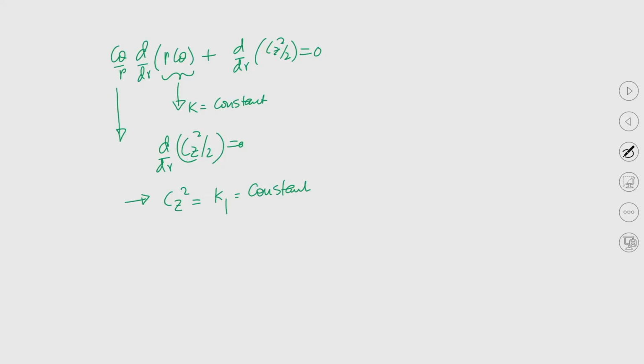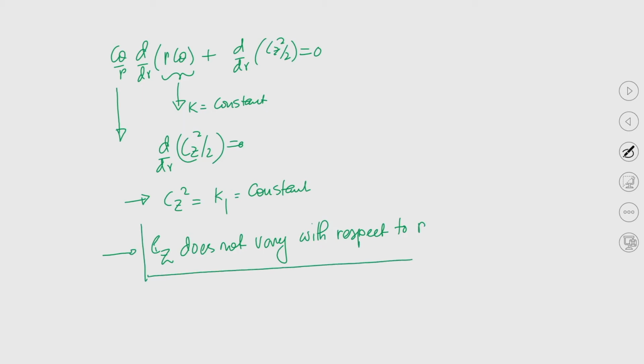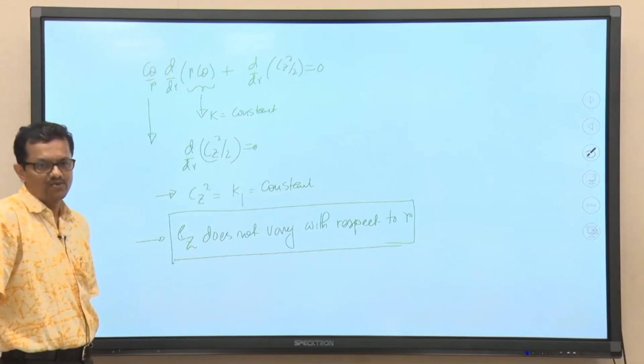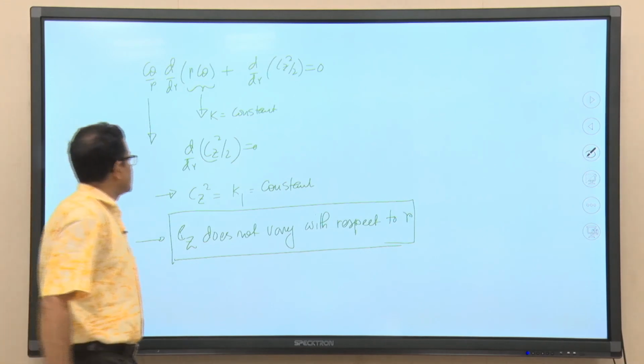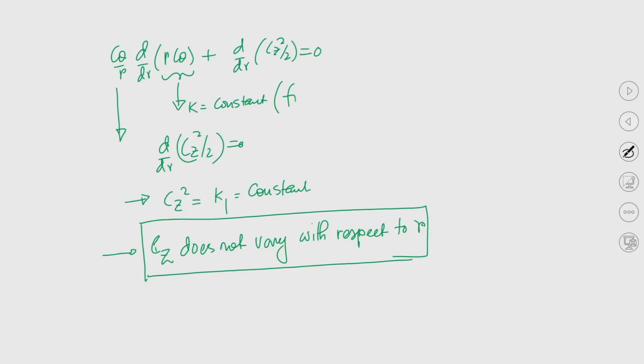It signifies that with respect to r, C z does not vary. So, this is the conclusion that we are going to draw from this particular exercise: C z does not vary with respect to r. Now, basically here that is free vortex flow.